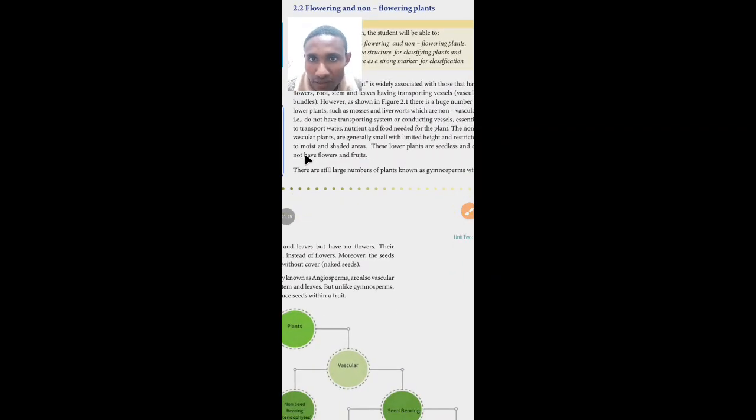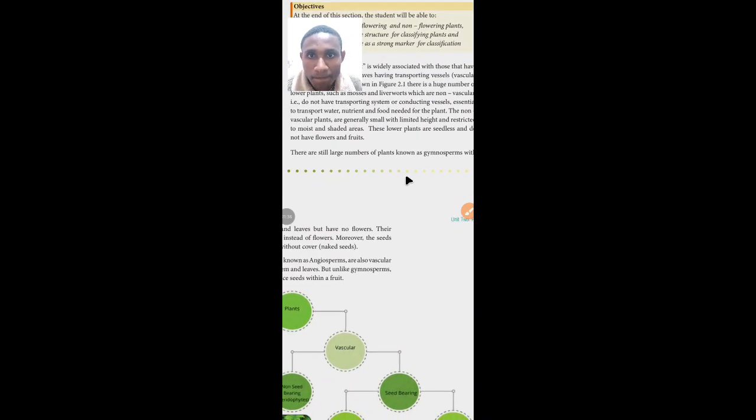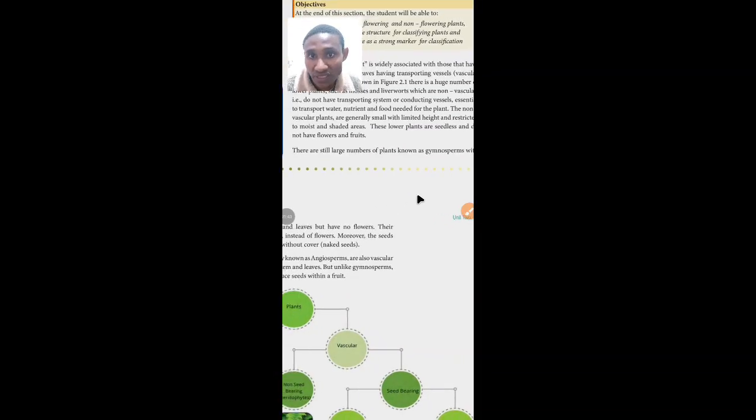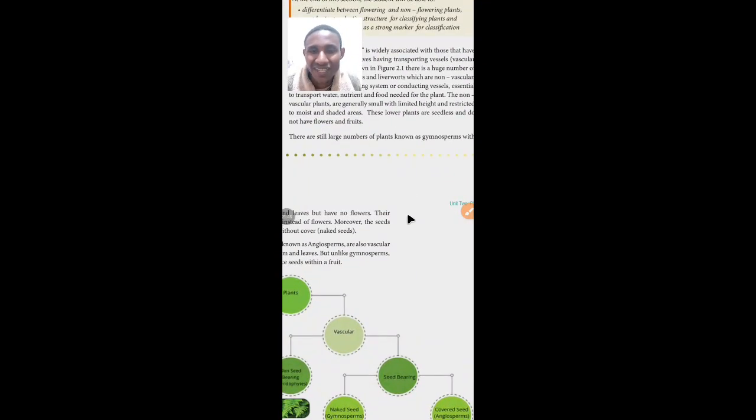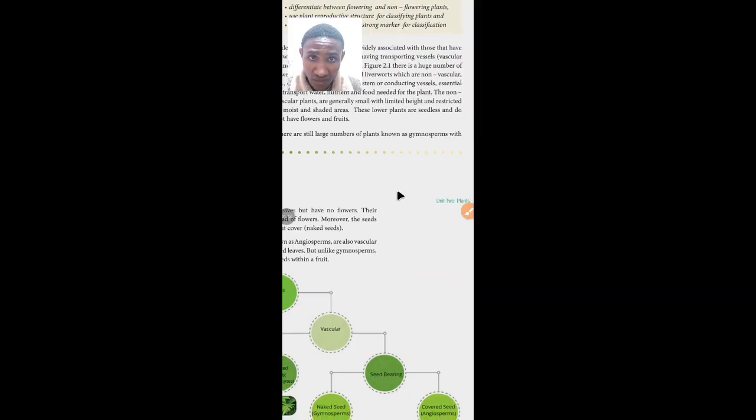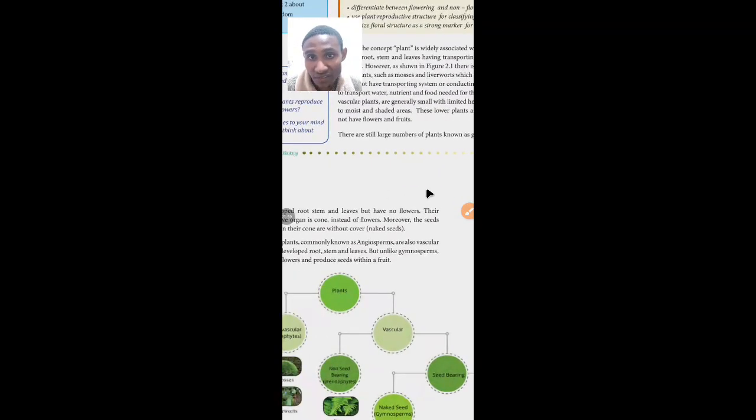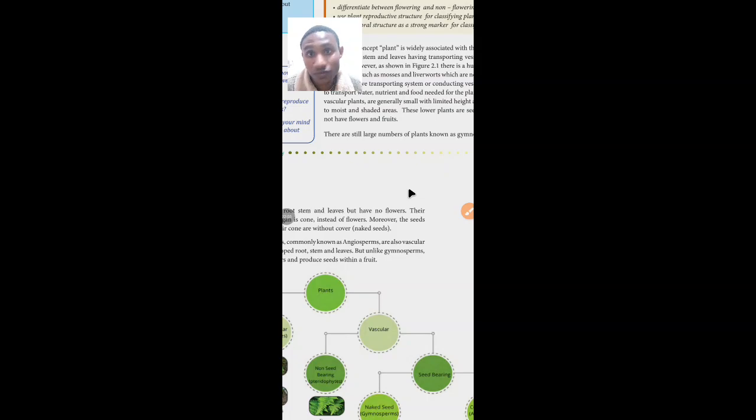Next it says the transporting system is used for nutrient and water transport, that's obvious. Non-vascular plants are generally small, with limited height, and they are restricted to moist and shaded areas, because they cannot easily resist sunlight damage. The lower plants are also seedless, and they do not have flowers and fruits.